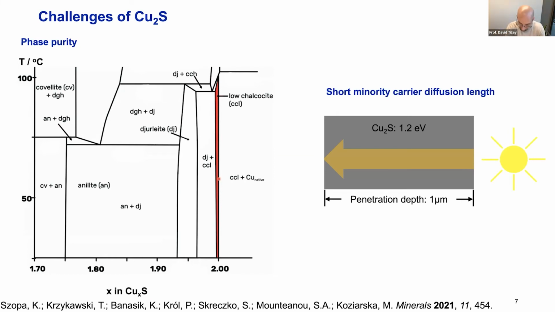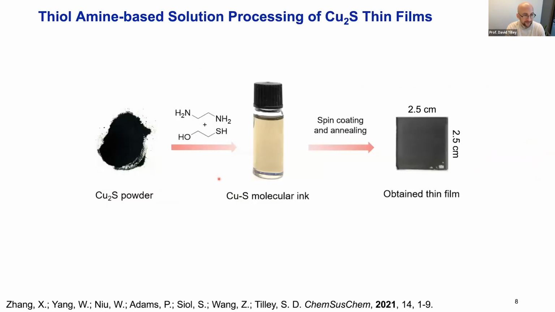And another challenge is that it has a short minority carrier diffusion length, which means that, when we shine light, we're only going to collect the electrons here from this blue point, but we need a much thicker film to absorb all the light. And so we're going to try to address that with nanostructuring, although I won't have time to chat about that today.